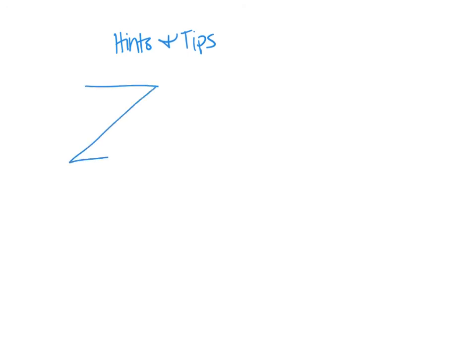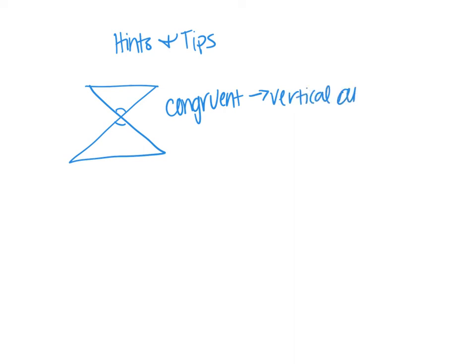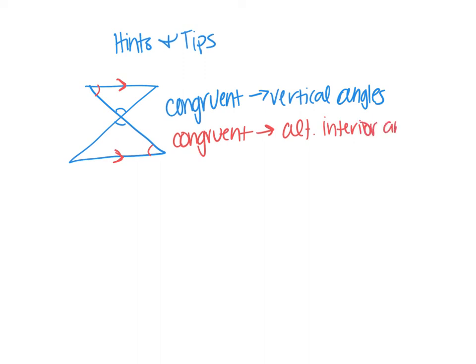So let's say I had something like this. I could say that these two angles were congruent. Why are they congruent? They are congruent because of vertical angles. Let's say now I said that these two lines were parallel. That tells me that those two angles are going to be congruent. And that is because of alternate interior angles. They are congruent.